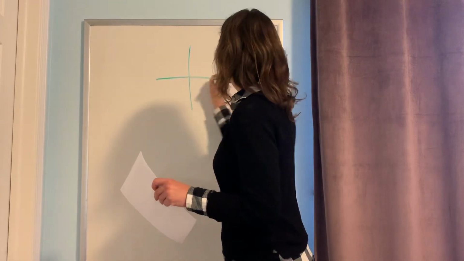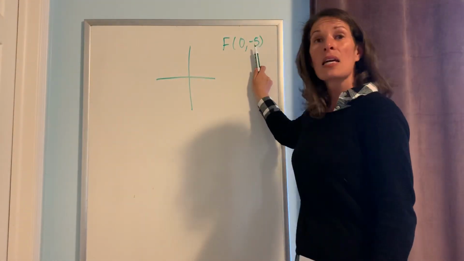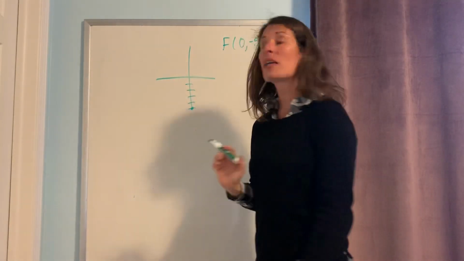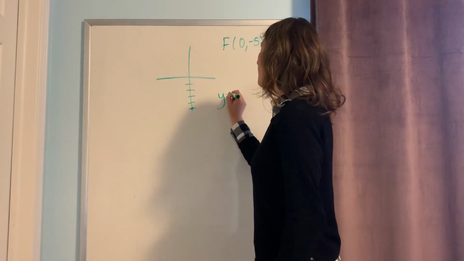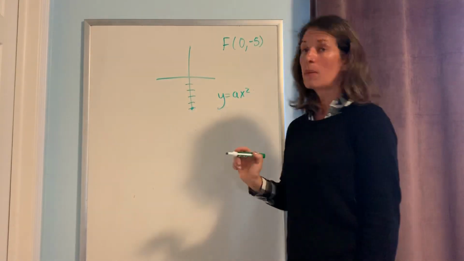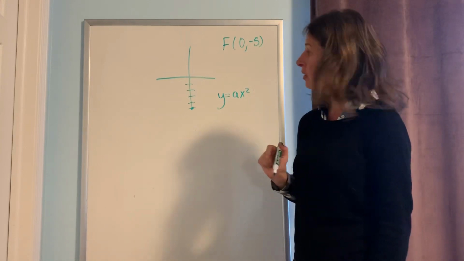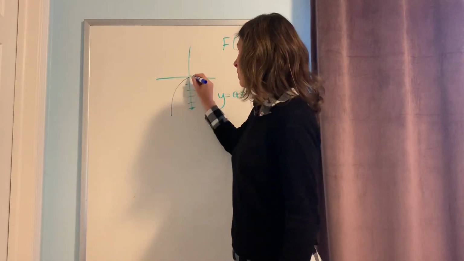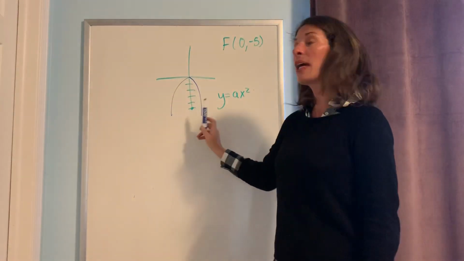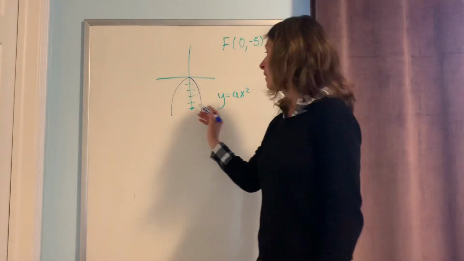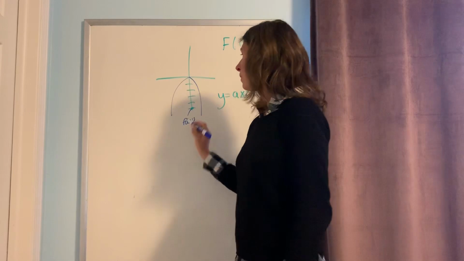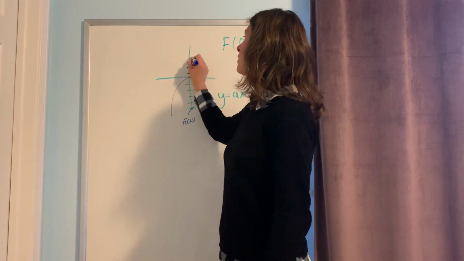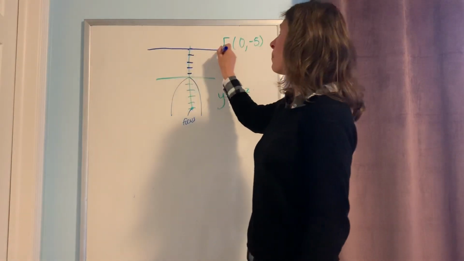Okay, so things that we need to notice. This gives me a focus at a y point, which means that my equation is going to be y equals ax squared, because my focus has a y point. Also, since my vertex is at the origin, remember my parabola encompasses the focus, so this is going to be a negative value. And then my directrix is going to be at a positive 5.